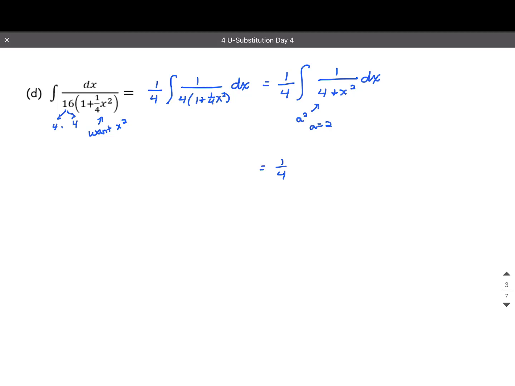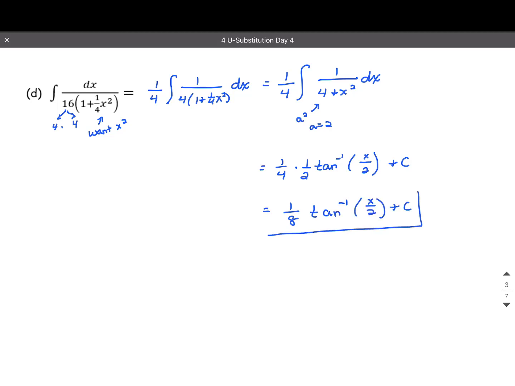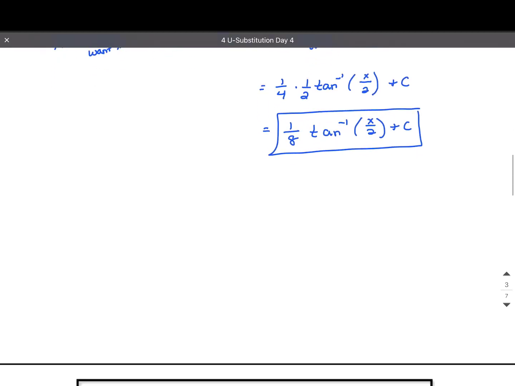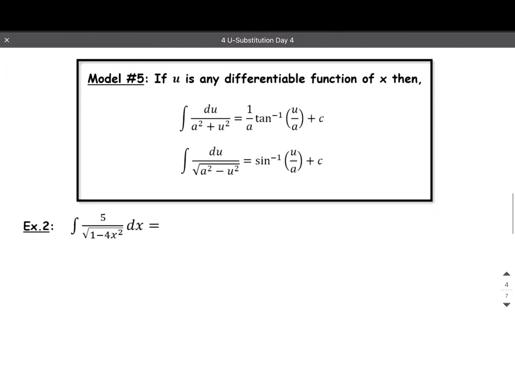This is in the tan inverse form, so it's tan inverse of x over the denominator is a, which is 2. Don't forget to multiply by 1 over a and add c. So 1/4 times 1/2 is 1/8 tan inverse x over 2 plus c. Ta-da! Now, there are other ways to do that besides trying to make those 4x squareds and 3x squareds and 1/4 x squareds into x squareds. Okay, we can do a U substitution.